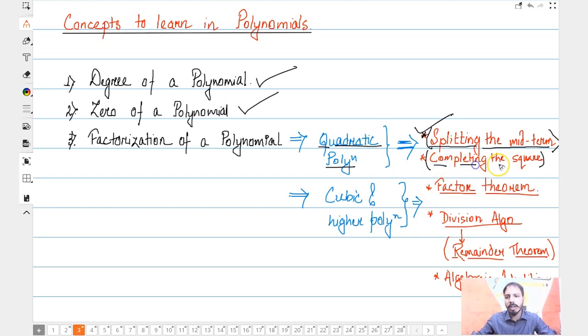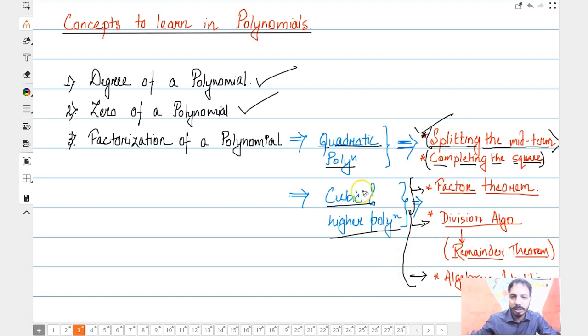This technique we are not going to learn now, but in the next class, that is when you go to class 10, you will be learning how to solve a quadratic equation, or find the factors or zeros of a quadratic equation, by the completing the square method. And when we increase the degree, that is cubic and higher order polynomials, we can use the factor theorem, division algorithm, and algebraic identities to find the factors. We will be solving numericals for these concepts also.